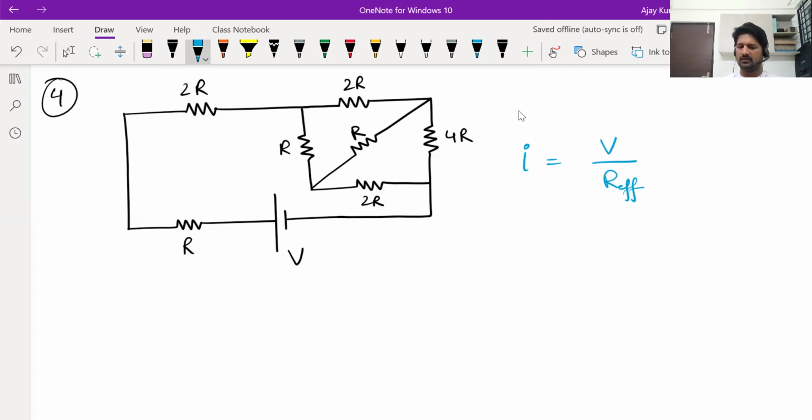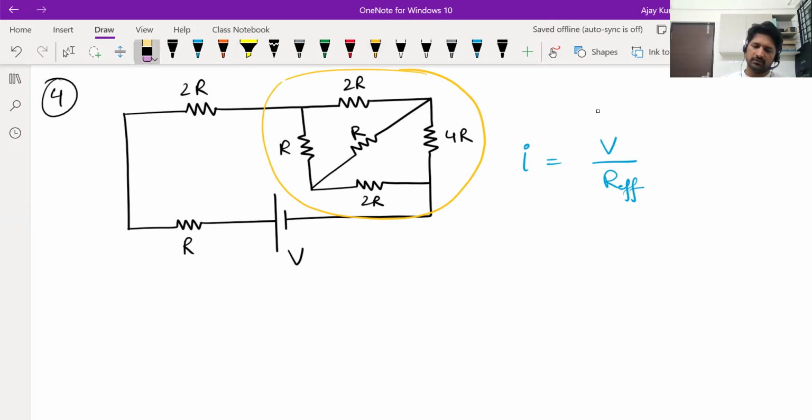How shall we start? Anugraha, you tell me. What steps did you take? 2R and 4R are in series, it's a Wheatstone bridge, so 2R and 4R are in series with R and 2R. You made use of that Wheatstone bridge. Fine. So this part of the network has 5 resistors, no series, no parallel, and directly by seeing you can tell it's a Wheatstone bridge.